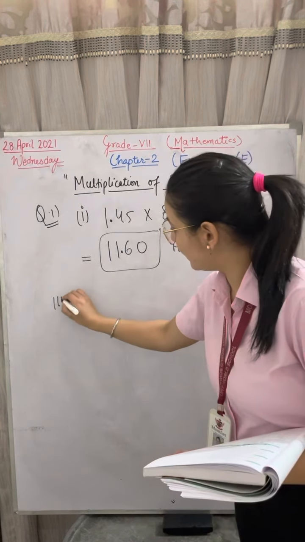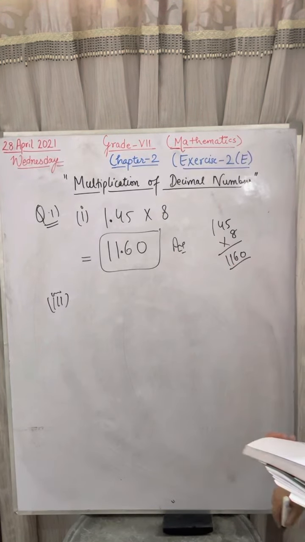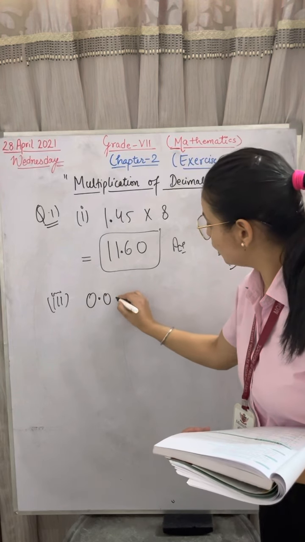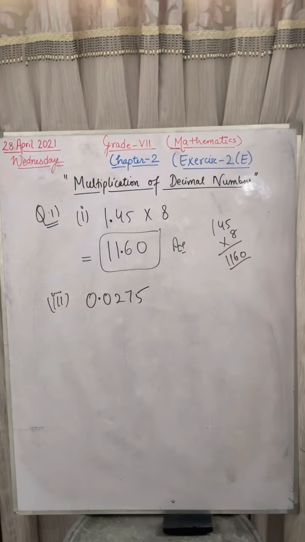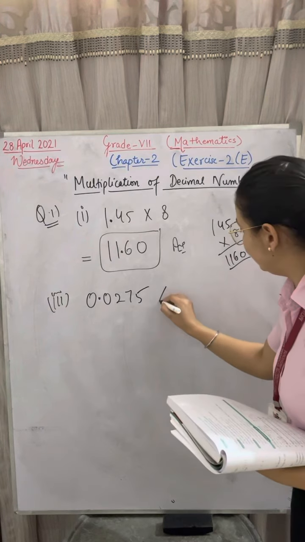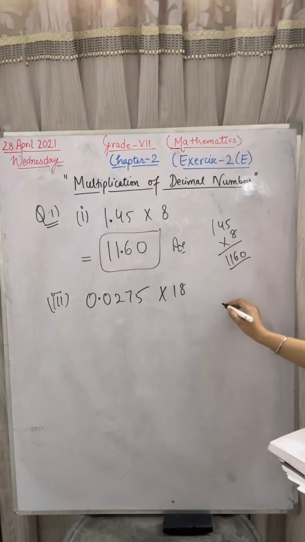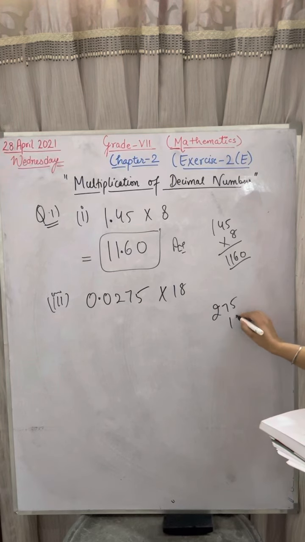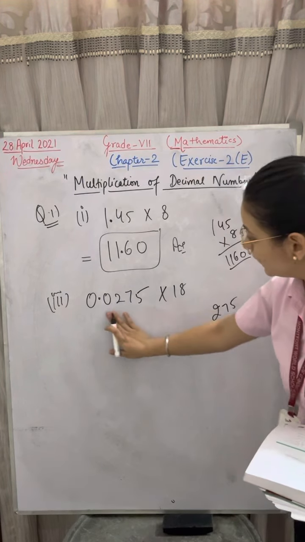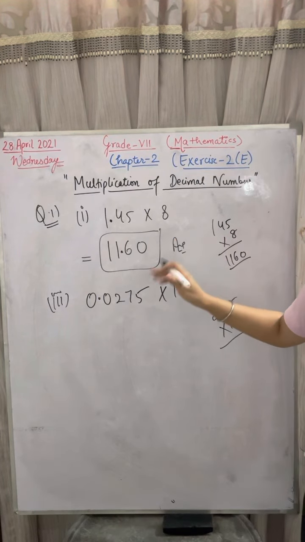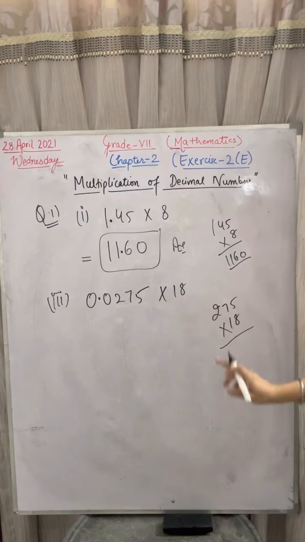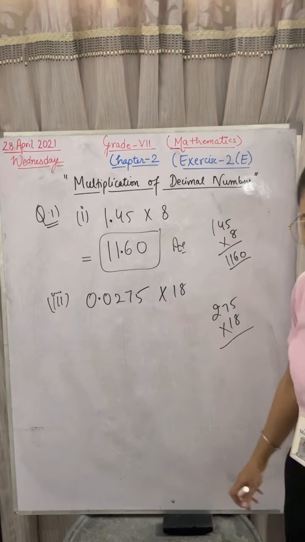Suppose I am doing third part. Look here, third part. 0.0275 multiplied by 18. Okay, so you have to multiply 275 with 18 first of all. Forget the decimal right now. Multiply 275 with 18 and tell me the answer quickly.